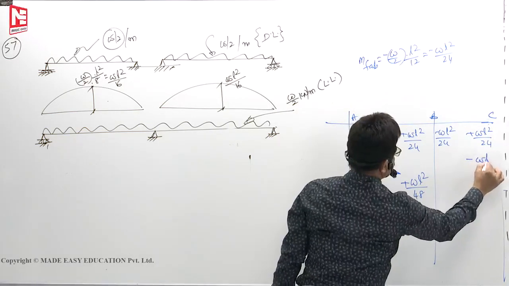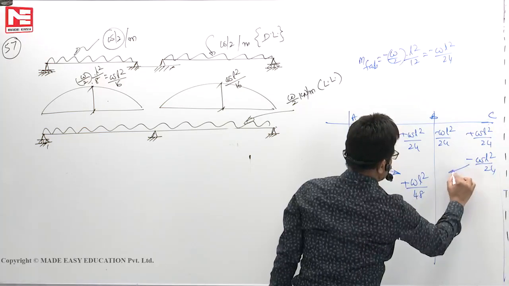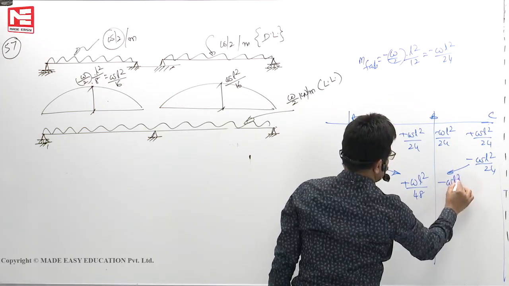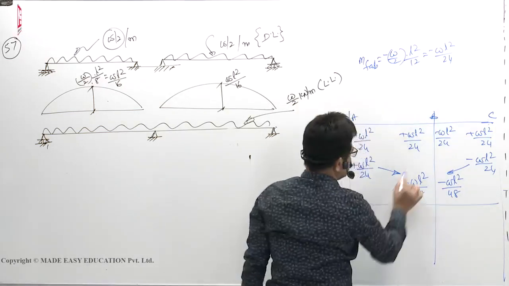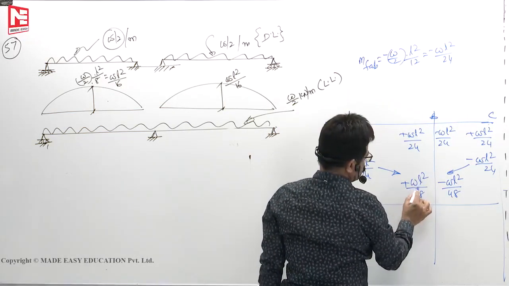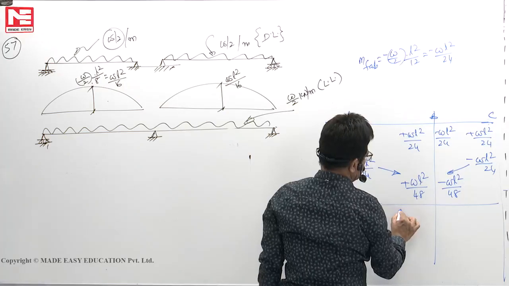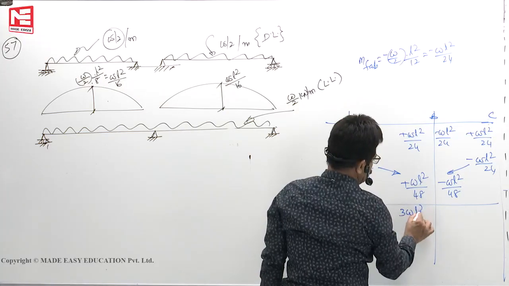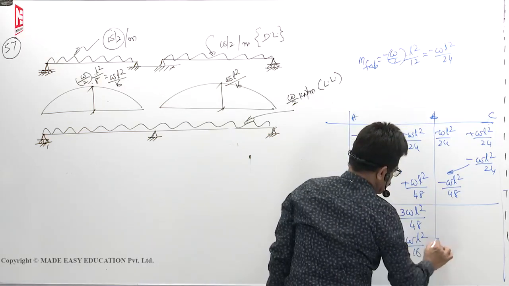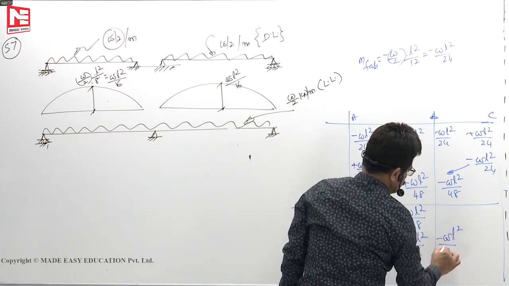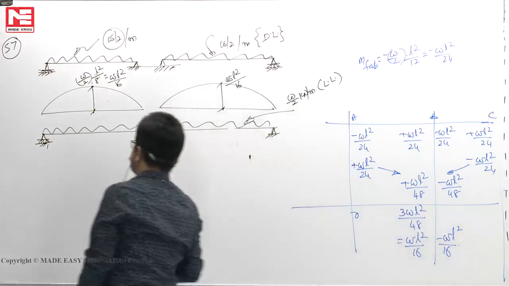Here also you have to release minus WL square by 24. Half is minus WL square by 48. So 24 plus 24 plus 4, 3 you can write 3 WL square by 48. In other words, plus WL square by 16 and this is minus WL square by 16.